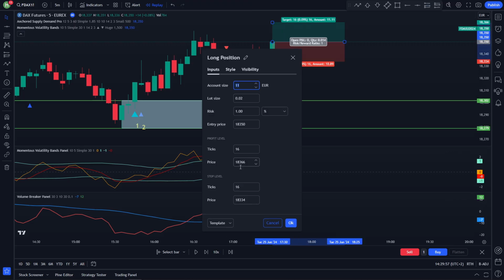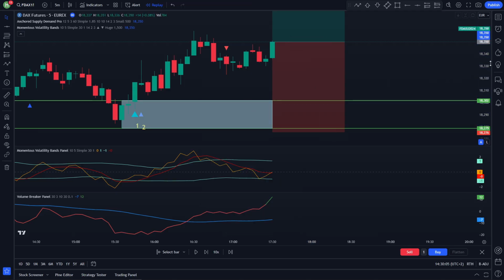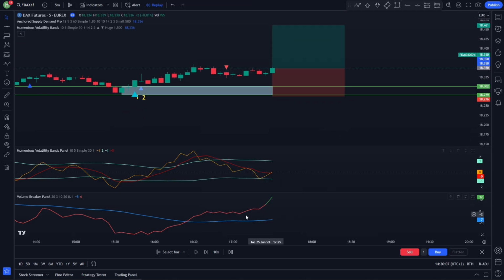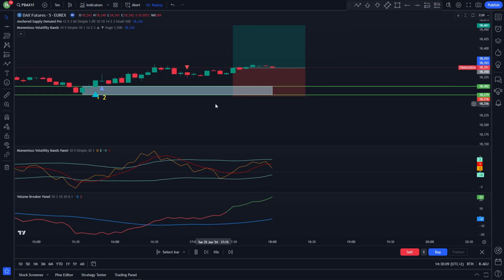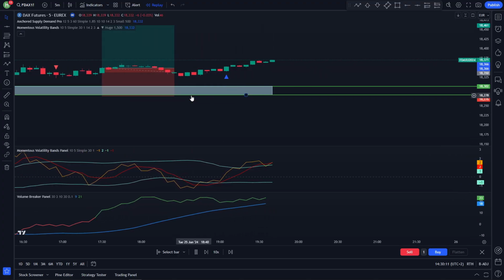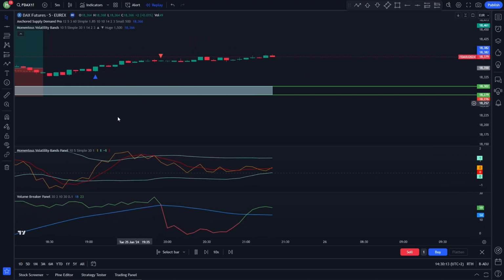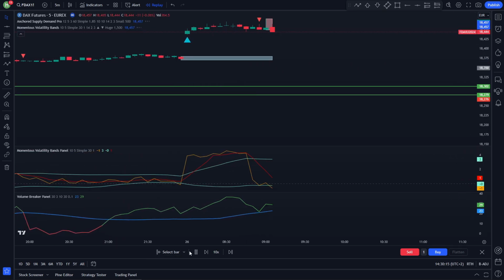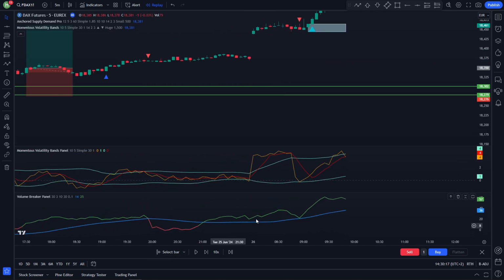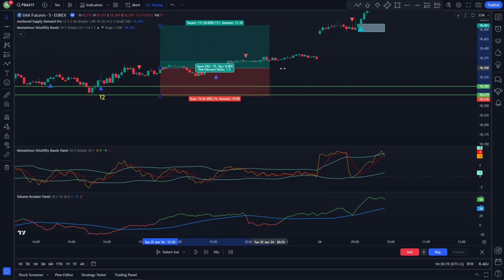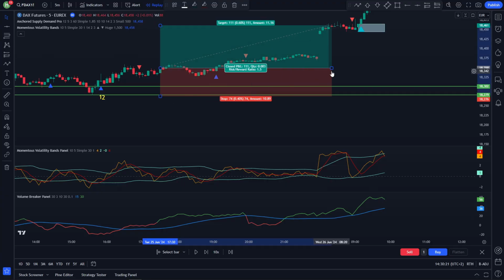For the buy trade, I will follow the same money management rules as before, placing my stop loss a couple of points below the tested demand zone and aiming for 1.5 times the return. By following these structured guidelines and leveraging advanced indicators, we can confidently navigate the market, optimizing our trade entries and exits.